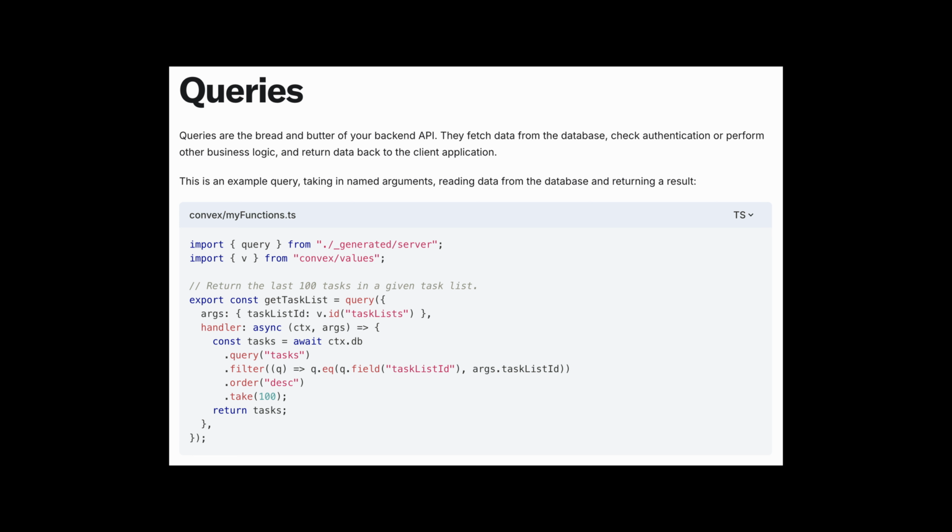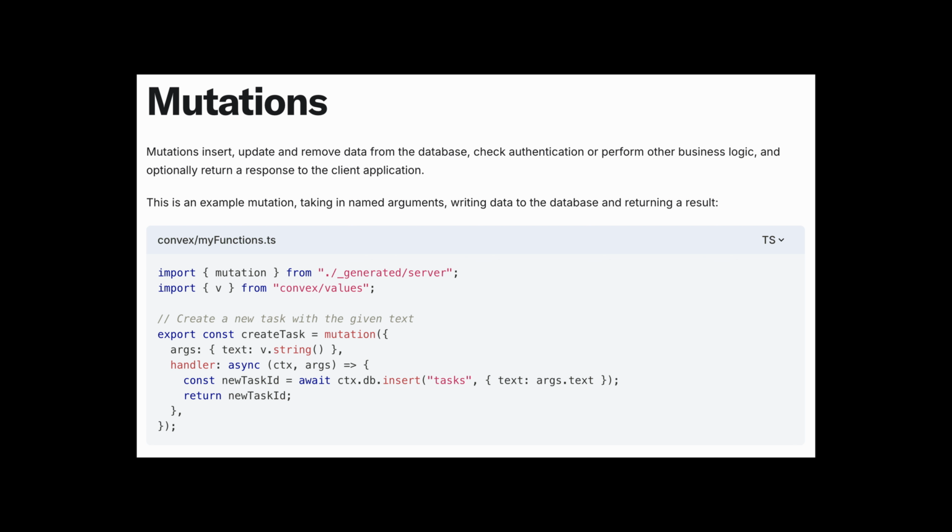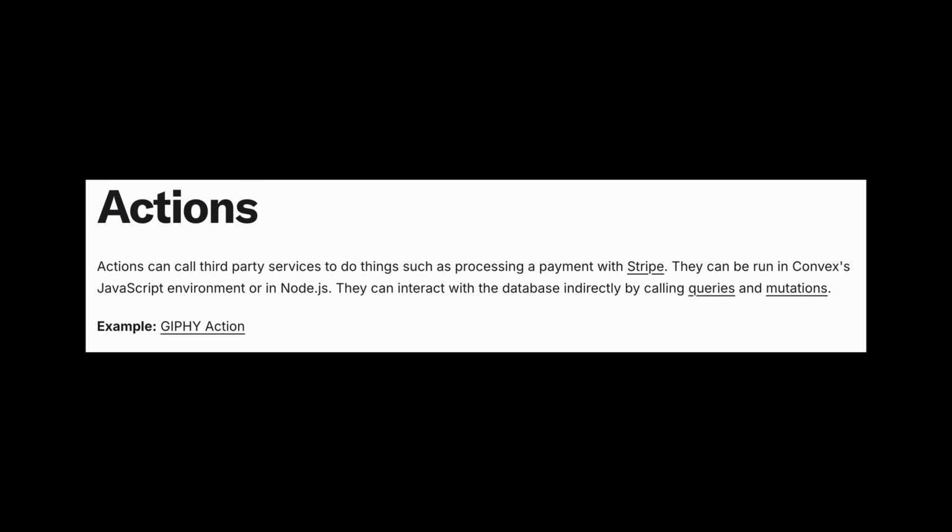Now, before we go ahead, we need to understand a few important terms in Convex, specifically about functions. We have multiple types of functions available to us in Convex, each serving a different purpose. The first function that we should know is queries, and queries allow you to read data from the database. Second is mutations. With the help of mutations, we insert, update, or delete data from the database. Then we have actions. Actions are those functions that can call third-party services, such as processing a payment with Stripe. You get the idea.